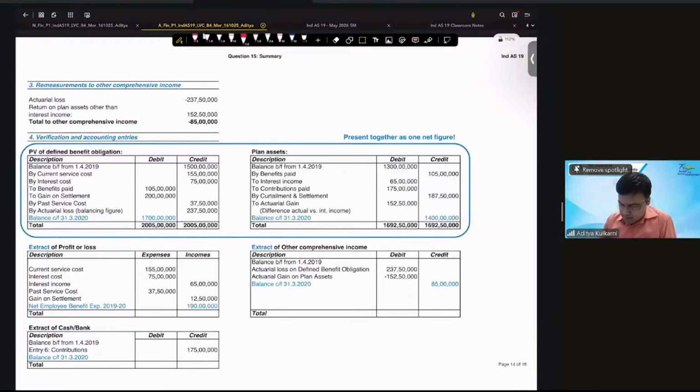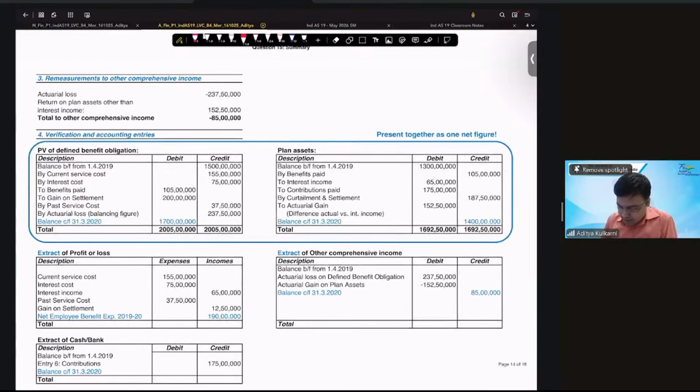Can you see this? Opening balance of obligation 15 crores. Opening value of asset 13 crores. Are we okay together with each other now? Yes? Sure? Don't look at others. I'll just go on tabulating the data. तो इससे आपको समझ में आएगा that I'm not doing anything extra.